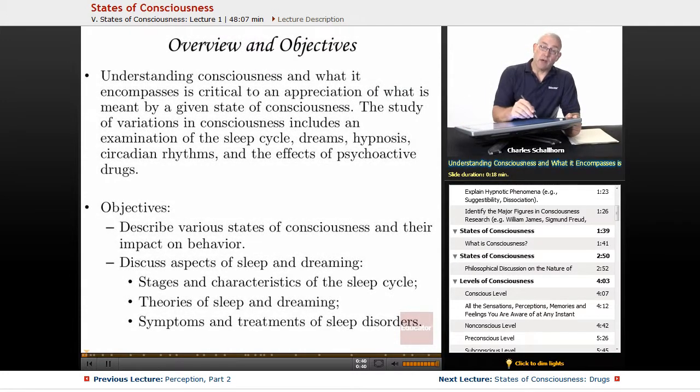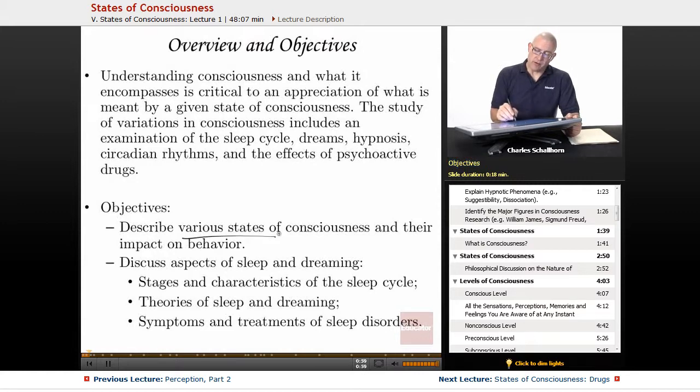Overview and objectives. Understanding consciousness and what it encompasses is critical to an appreciation of what is meant by a given state of consciousness. The study of variations in consciousness includes an examination of the sleep cycle, dreams, hypnosis, circadian rhythms, and the effects of psychoactive drugs.